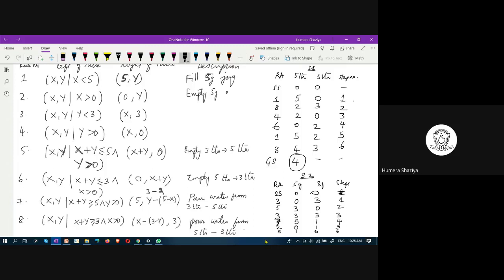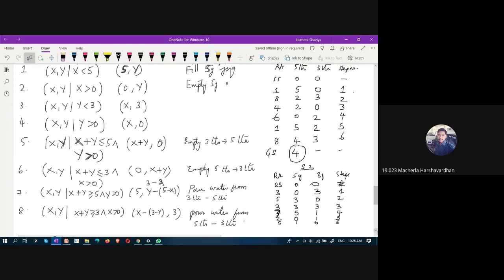Now, I'll fill the 3 gallon jug completely, ma'am. Very good. Which rule? Rule number 3, I guess, ma'am. Yeah, 3. You are right. So 5 gallon has 1, 3 gallon has 3. Step number 7. Next.